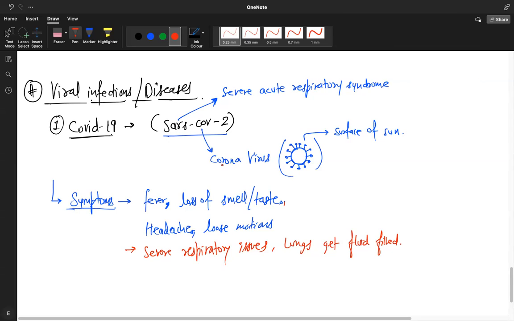Sir, can you say again what the modes of transmission are? Yes, which part do you want me to repeat? The mode of transmission. Okay, the mode of transmission is through air droplets, the droplets which are exhaled by an infected person, and through contaminated surfaces, coming in contact with the contaminated surfaces.